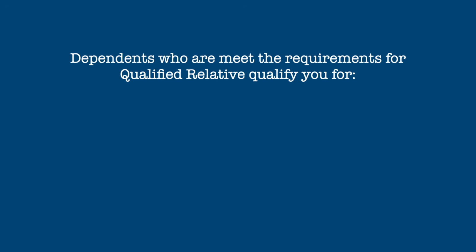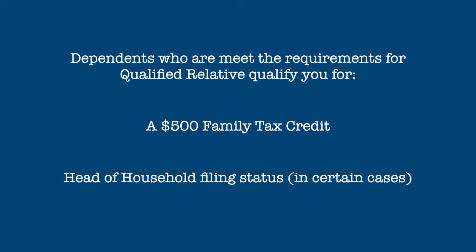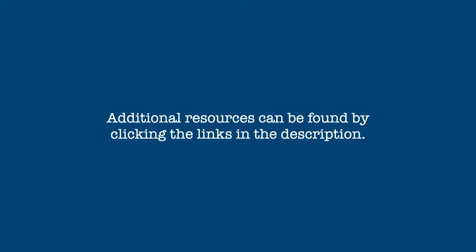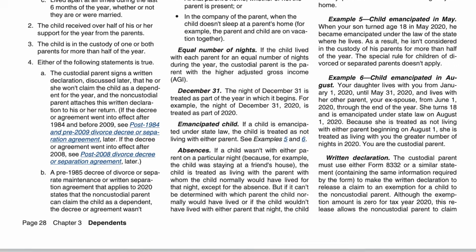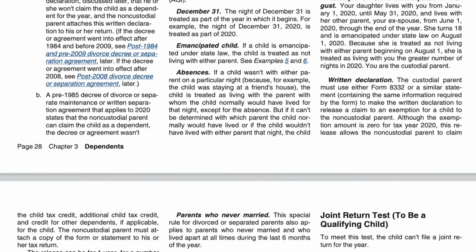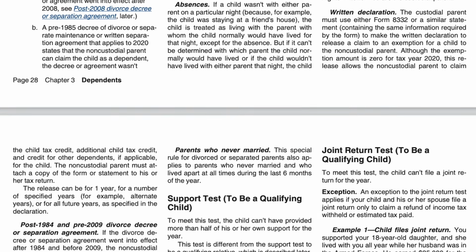Dependents who meet the qualified relative tests qualify you for a $500 per person non-refundable family credit and head of household filing status in certain cases. What happens when more than one person attempts to claim the same dependent? Well, that's a story for another time. And of course, there are many additional details when it comes to claiming a dependent. This video condenses over 10 pages of IRS information into a little over 1,000 words.